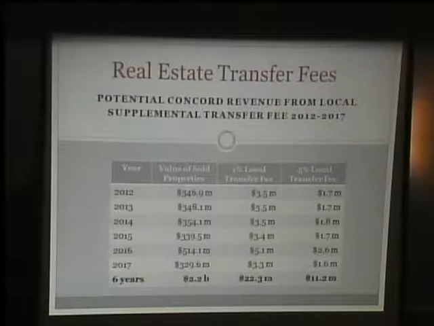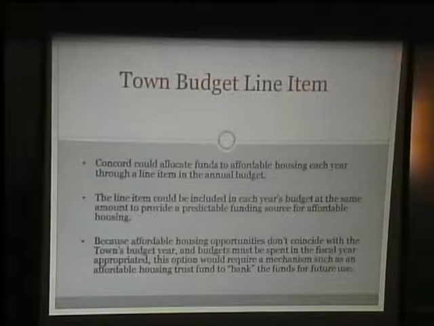One of the other items, as we started to reach out to folks in town, that kept coming up is, well, what about a town budget line item? Well, this is something that we're looking at here, and this is something where the town would allocate funds each year through a line item in the annual budget, and that would allow some predictable funding for affordable housing.